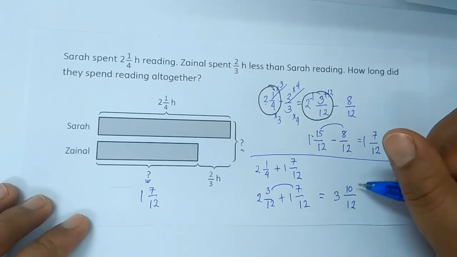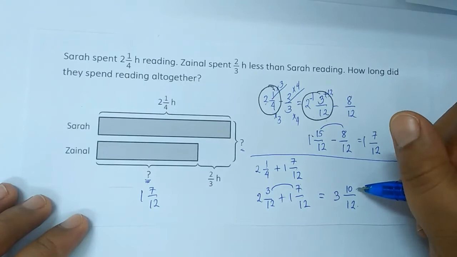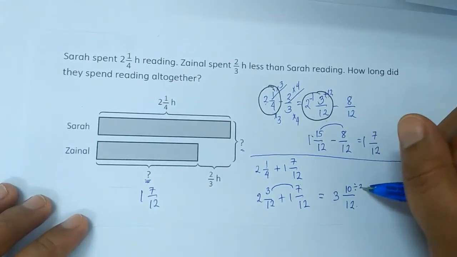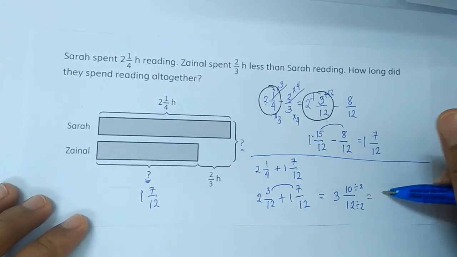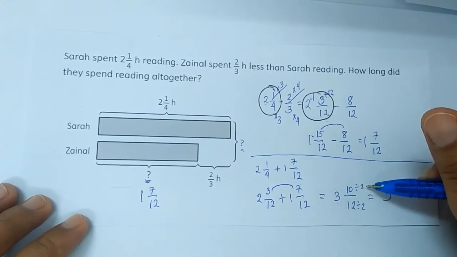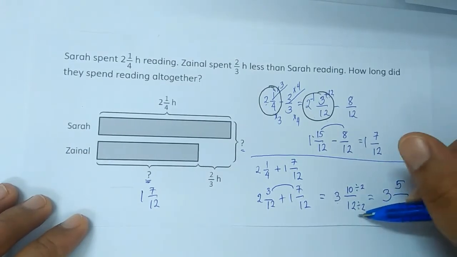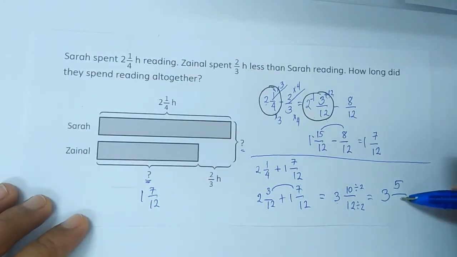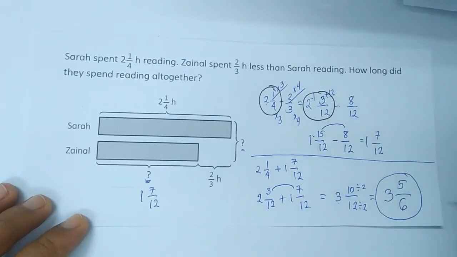Yes, we can still simplify 10 over 12 by dividing by 2. So copy the whole number 3. What is 10 divided by 2? It's 5. 12 divided by 2? 6. So we have 3 and 5 over 6.